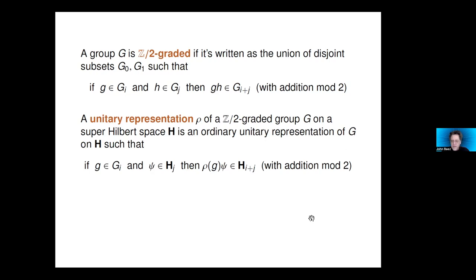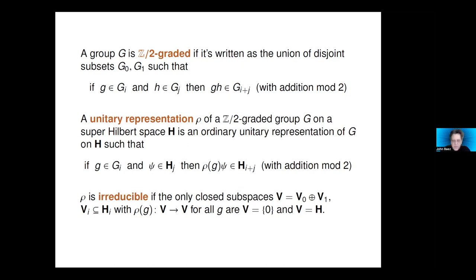So we can talk about irreducible unitary representations of this kind, but we change the definition now. Now what we want to say is that the only closed subspaces that are the direct sum of an even part and an odd part and are preserved by all the group elements are 0 and the whole Hilbert space. So we're putting a restriction on the subspaces that need to have this property. This is a weakening of the usual concept of irreducibility, because there could be other weird subspaces that aren't of this form that are preserved by all the group elements.